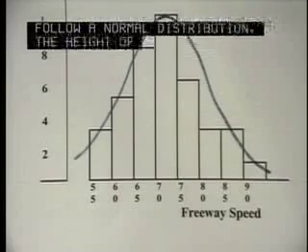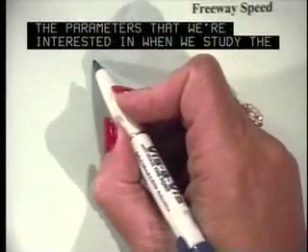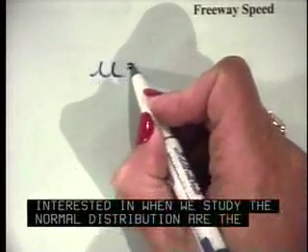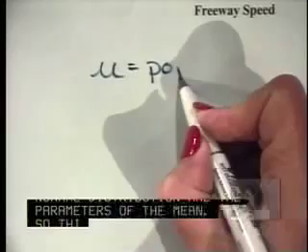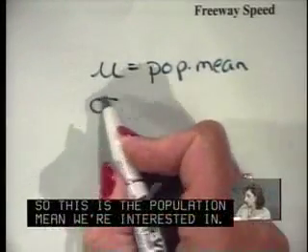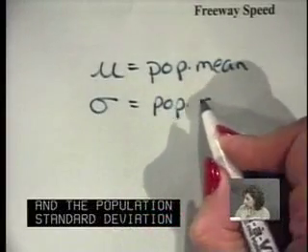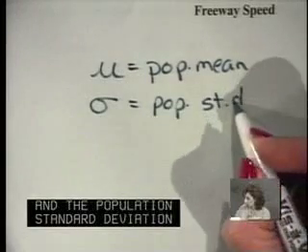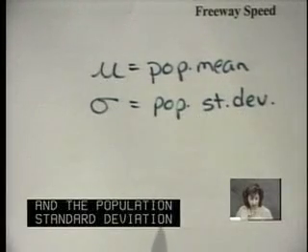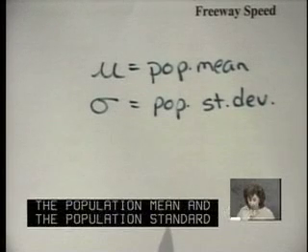The parameters that we're interested in when we study the normal distribution are the parameters of the mean. So this is the population mean we're interested in, and the population standard deviation. So we're interested in the population mean and the population standard deviation.